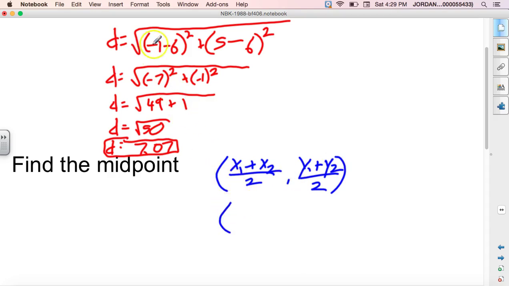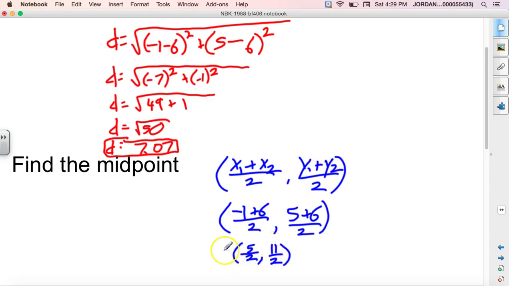Alright, so let's add the x's. Negative 1 and 6 over 2, and then 5 and 6 over 2. So negative 1 plus 6 is 5 over 2. 5 plus 6 is 11 over 2. Alright, so this is the midpoint. This right between those 2 points, right in the very middle. You can make them decimals if you want, but I'm just going to leave them as fractions.